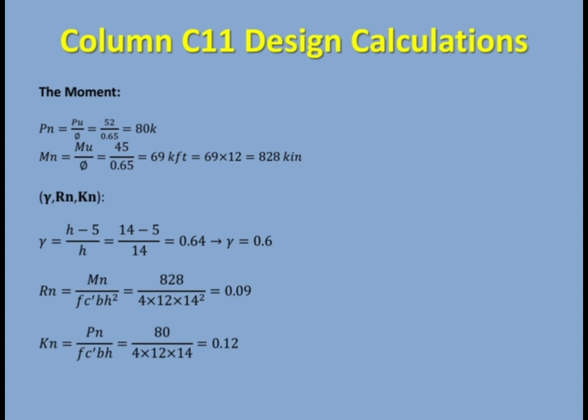And now for the Rn, which is equal to Mn over f'c into b h squared, equal to 828 over 4 multiplied by 12 multiplied by 14 squared, which equals 0.09. And now for the Kn, which is equal to Pn over f'c into b h, which equals 80 over 4 multiplied by 12 multiplied by 14, and it is equal to 0.12.